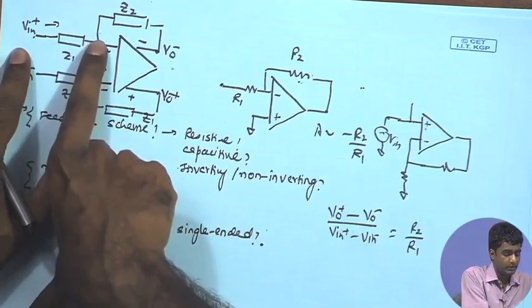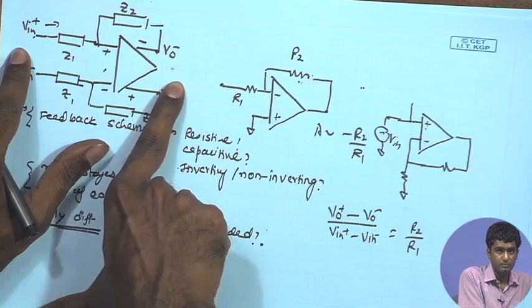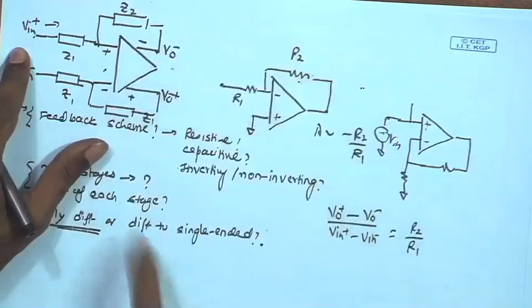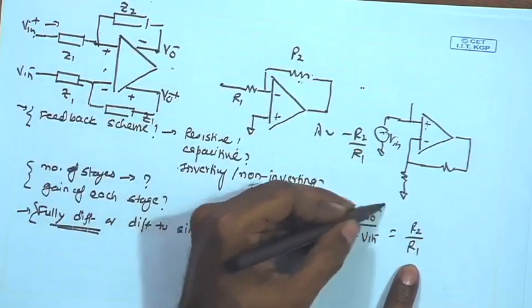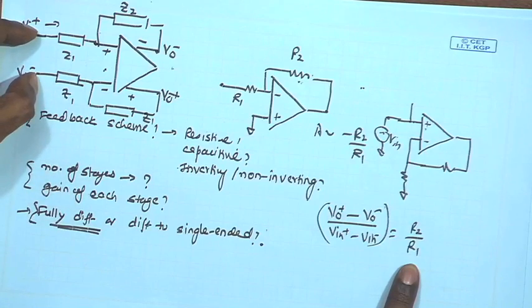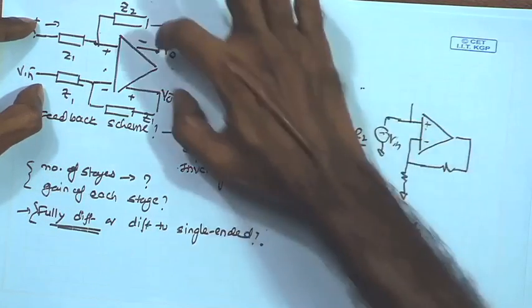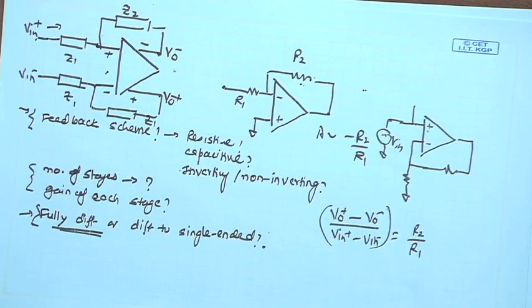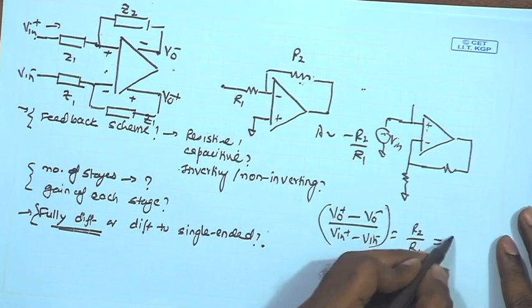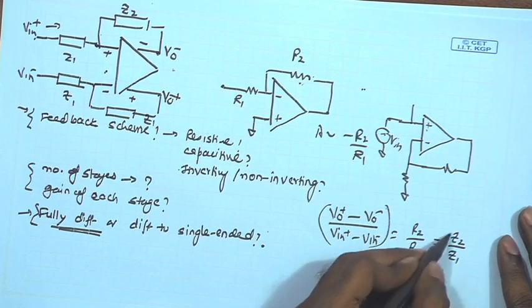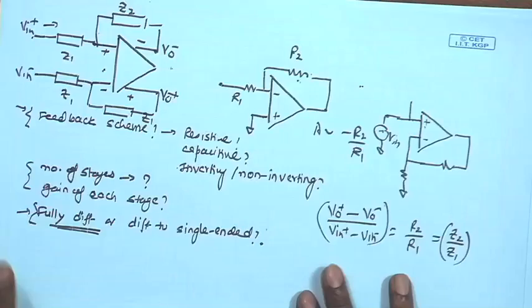So this is the way we have defined it. If the signal over here goes up, the positive terminal over here should be going up. So overall, if this is the definition, we can say that the overall gain from the differential input signal, that is V in plus minus V in minus, to VO plus minus VO minus, is going to be defined by Z2 by Z1 to be more precise in this case, because we have defined the impedances as Z2 upon Z1.